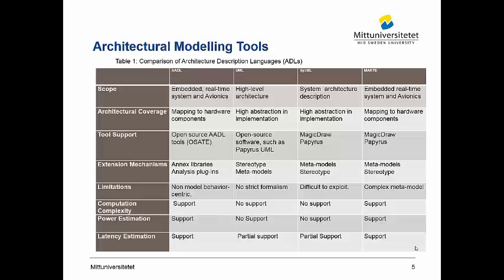So architectural modeling tools, architectural description languages, are described here. Some features of ADLs are given. We have 4 ADLs: AADL, UML, SysML, and MATA. Different features like scope, architectural coverage, tool support, extraction mechanism, limitation, computational complexity, power estimation, and latency are given. The tool support for AADL is open source, and it supports most of the features we want to calculate for a wireless sensor network. So that's why we choose AADL.